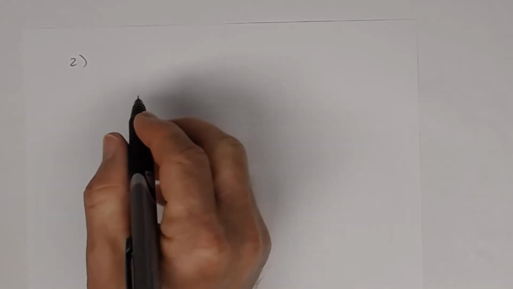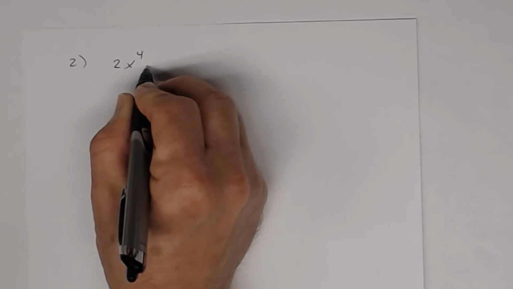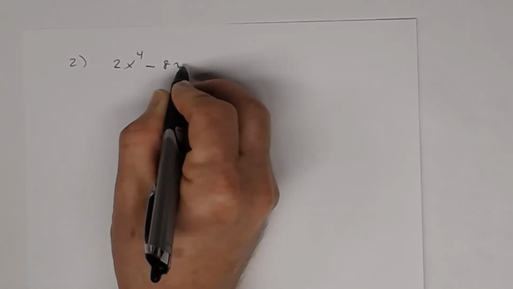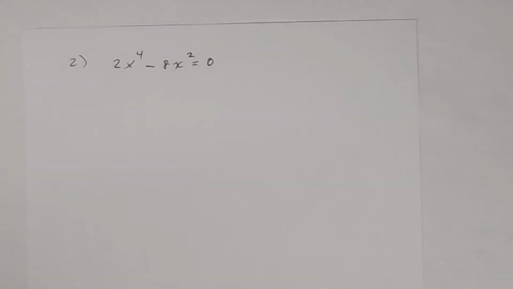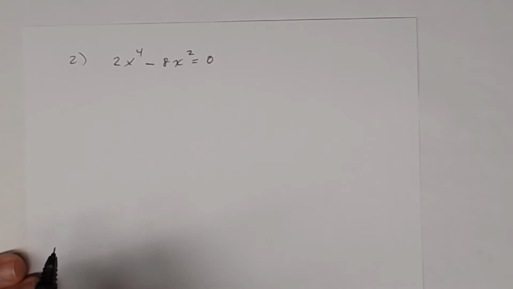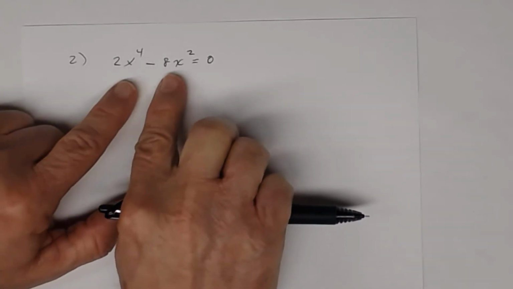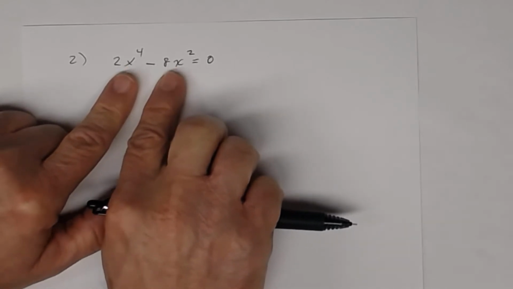So we have 2x to the 4th minus 8x squared equals 0. All right, so notice that we're dealing with this higher order equation, and there's only two terms here, so that's not that difficult to deal with.